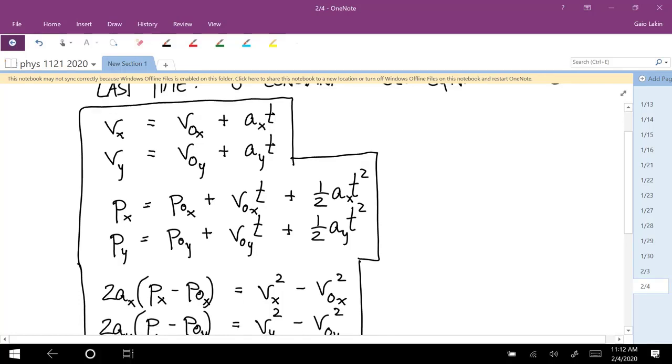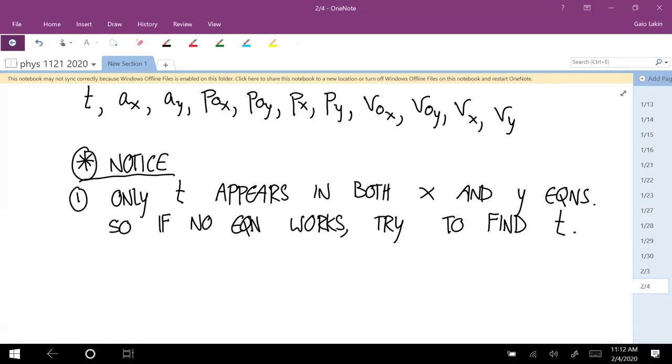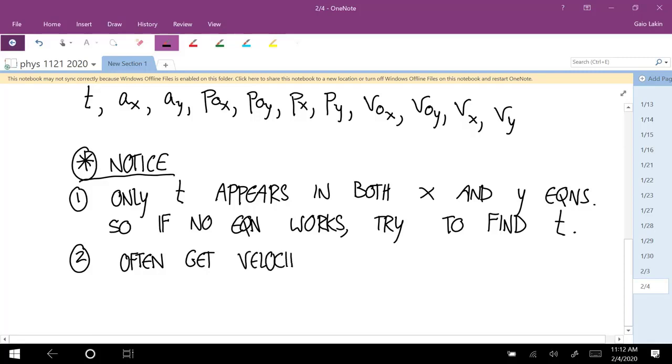And the last 3 are all related to velocities. The second one is that we're often going to have to get a velocity vector, get the velocity vector components from a speed and an angle.